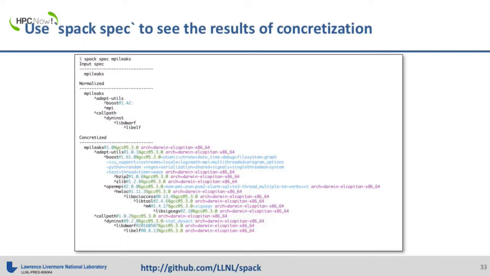If you want to see what Spack's going to do before you install something, you can use the spack spec command. So you can say spack spec and then mpileaks. It'll show you the input spec, the sort of partially constrained DAG there, and then it'll show you the concretized version with all the blanks filled in. And so you can see what you're going to get before you actually install a thing.